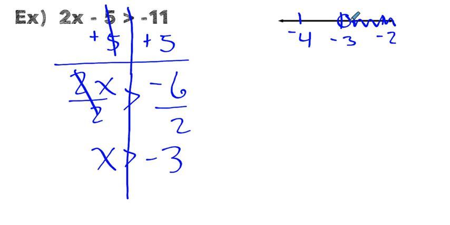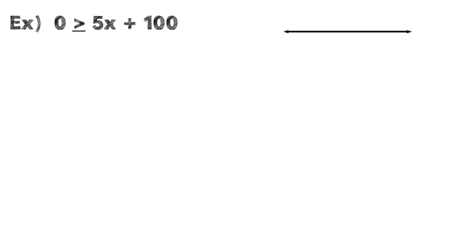All right, let's go to the next example. Again, looks like another two-step equation. So I'm in the mindset I want to get everything away from my variable. So I should subtract 100. Subtract 100.